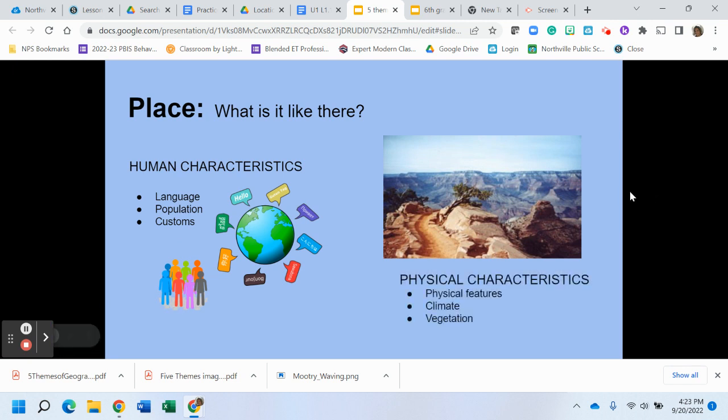And then another way that we describe place, what is it like there, are physical characteristics. What are the physical features? Are there mountains? Are there bodies of water? What is the climate like? If we look in this picture, it looks like it's an arid, dry climate. What types of vegetation do they have there? So that answers the question for place. What is it like there?